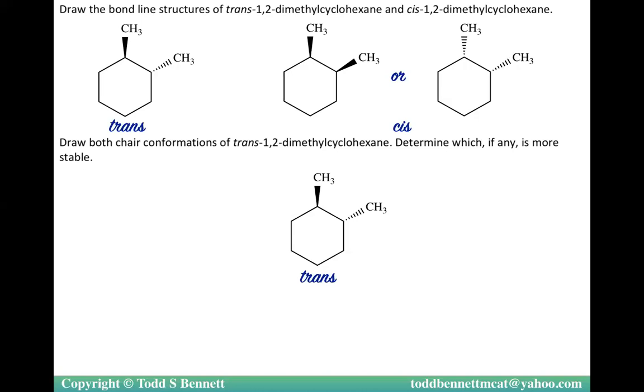So I want to look at these in a little more detail. First we'll consider the trans. For the chair conformations, I don't care what you make, but if you make this one point up, this is point down. If this one's point up, that's point down, and so forth, as long as you have opposites being point up and point down.